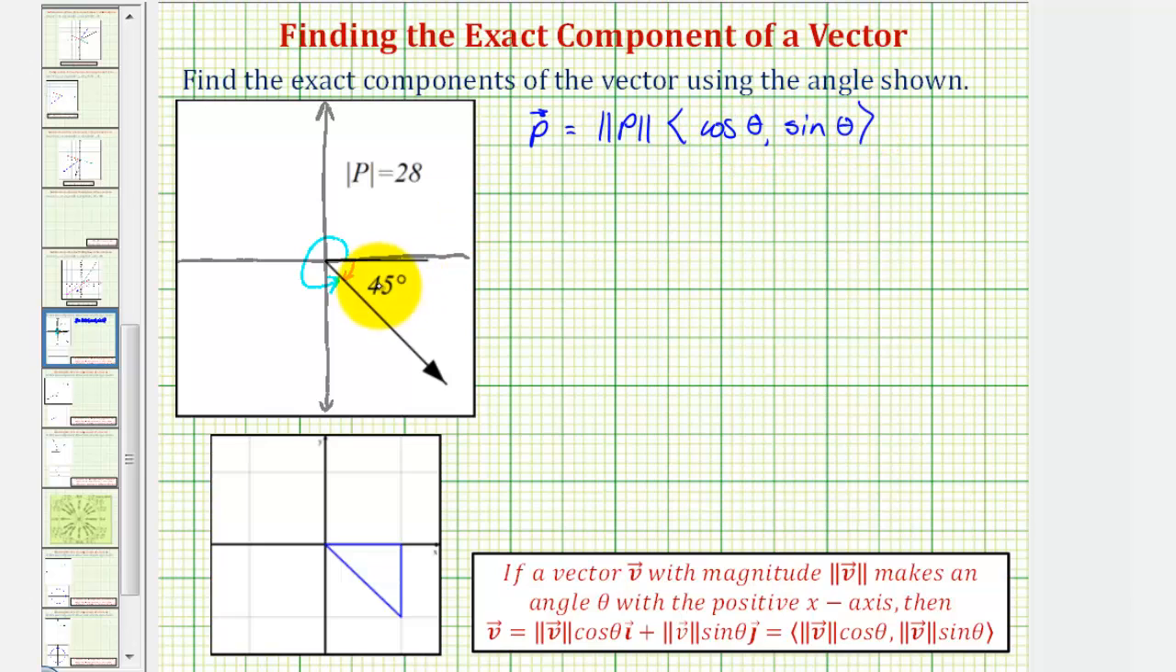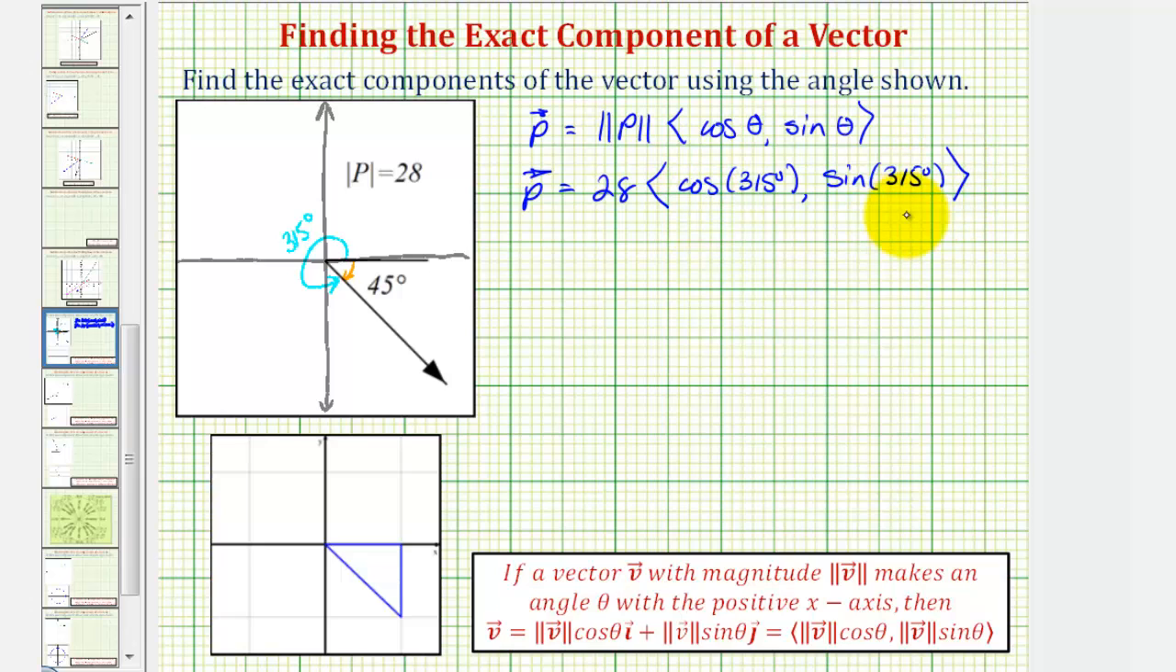Again, we can't use 45 degrees for theta because notice how the angle would terminate in the fourth quadrant. The two most obvious angles for theta would be negative 45 degrees or 315 degrees. Let's go ahead and use 315 degrees. So we would have vector p is equal to the magnitude of 28, and then times the vector with an x-component of cosine 315 degrees, and a y-component of sine 315 degrees.